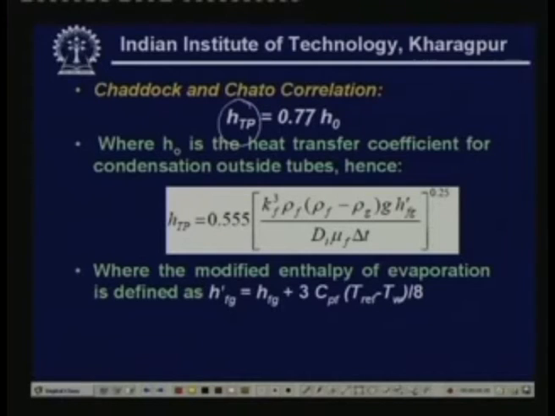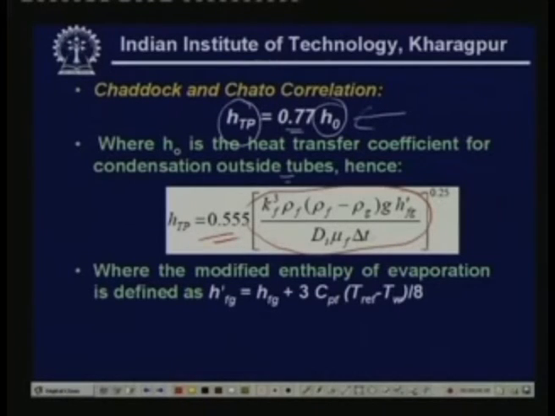This is equated to h naught, where h naught is the heat transfer coefficient for condensation outside the tubes. That means you can use Nusselt's correlation or Kirkbride's correlation and estimate h naught, which is the condensation heat transfer coefficient outside the tubes. Then the condensation heat transfer coefficient inside the tube is equal to 0.77 multiplied by h naught. If you substitute the expression for h naught, the Chaddock and Chato correlation is like this: the heat transfer coefficient inside the tubes is 0.555 multiplied by this factor.